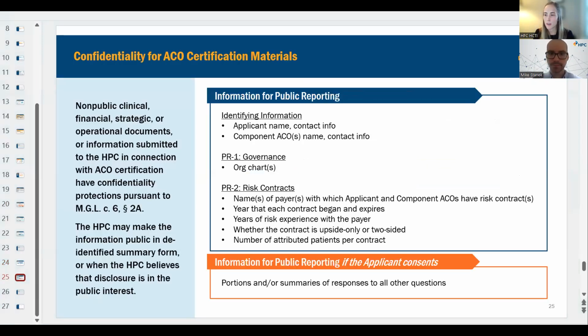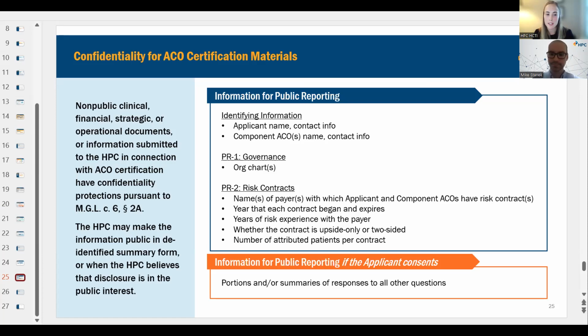As promised, I did want to circle back to confidentiality for ACO certification materials. Now, as ACOs respond to the criteria in the application, and this is similar to previous years, it is important to understand the confidentiality protections that are in place. For a little bit of background, in setting this policy, we sought to balance both the value of the market and having some transparency with real business confidentiality interests.